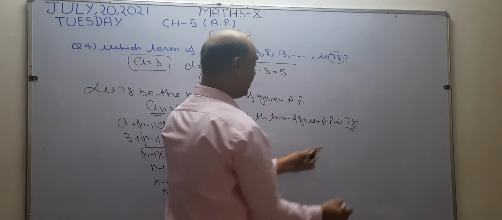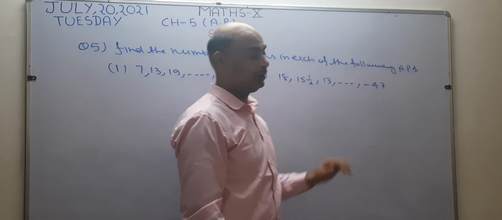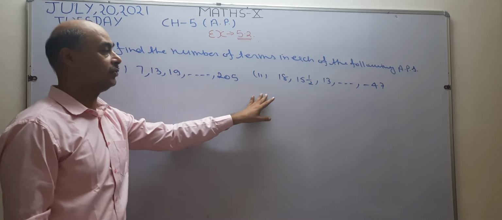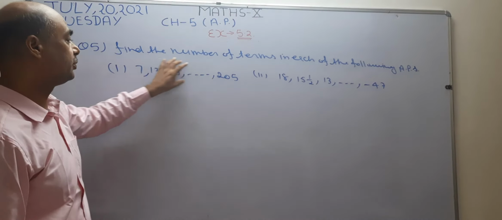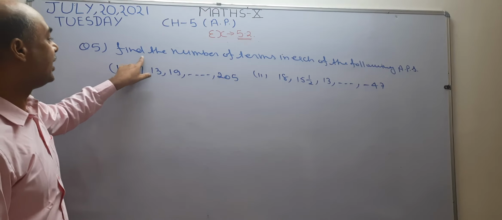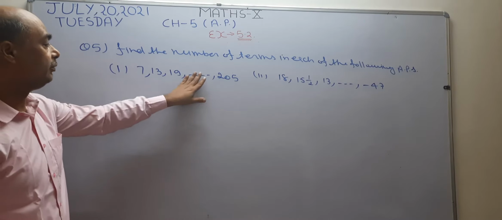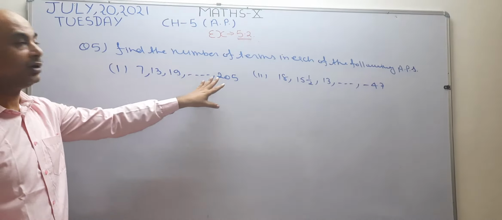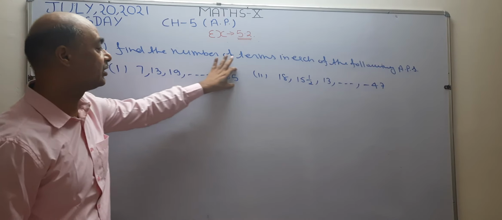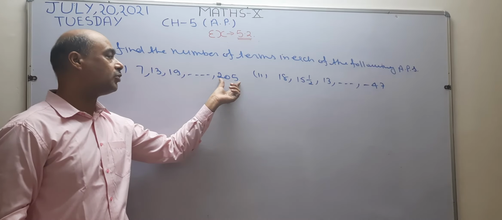Now I am going to solve question number 5 of exercise 5.2. Find the number of terms in each of the following APs. Now two questions are there. Both are the same, so I want to solve only one part. So I want to solve its first part. Now check the question. Find the number of terms in the given AP. This AP is given. We have to check how many terms are there. Some terms are missing. I don't know how many terms are missing. 7, 13, 19, up to 205. So I want to check how many terms are there. For this, I want to check the last term of the AP.